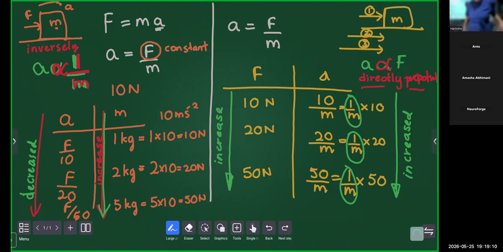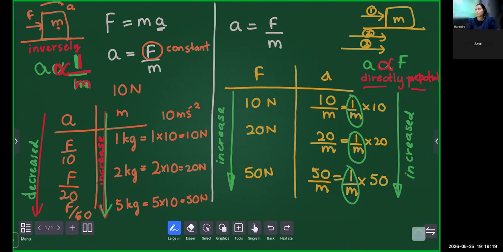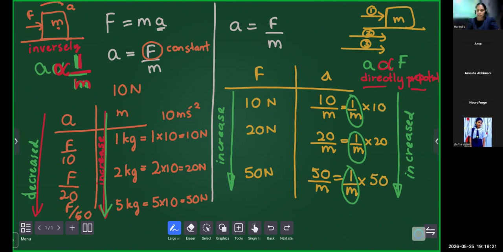Okay. Better you can write this down if it is clear to you. Let me share a screenshot of this as well.